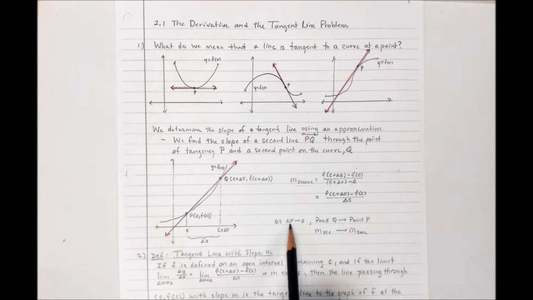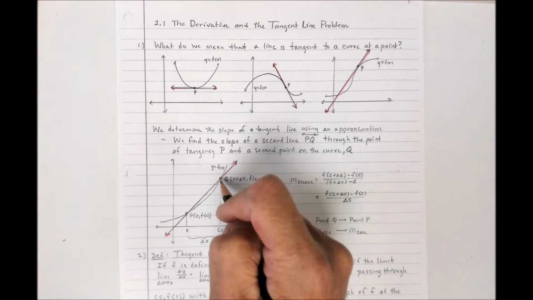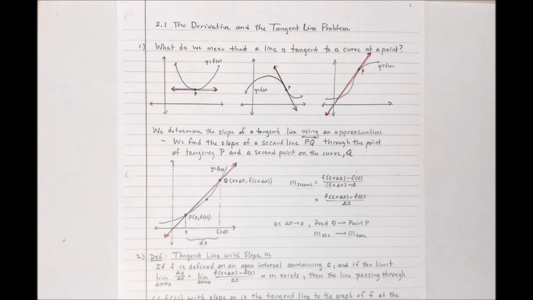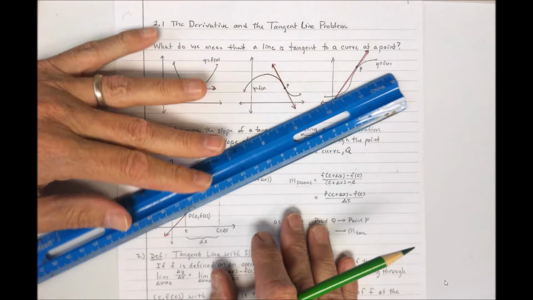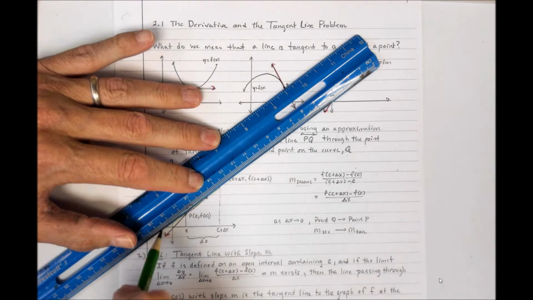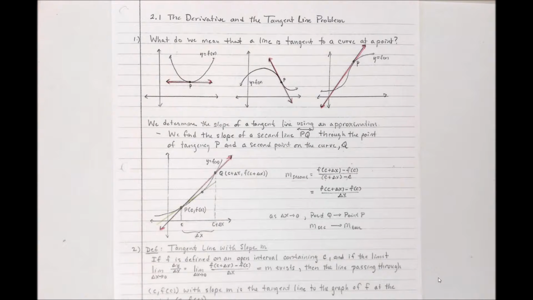So as delta x goes to 0, as this distance gets smaller, that means point Q comes over here now. And if point Q is over there, then what happens? Oh, I've got a green pencil. My secant line, if I can draw this worth a darn, has changed a little bit. In this case, because of the way my function is drawn as an increasing function, it looks like the slope of the green line is a little bit smaller than the slope of the red line.